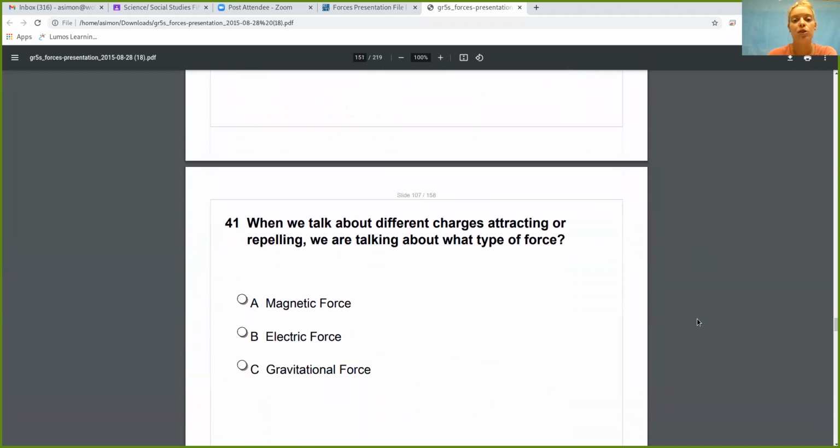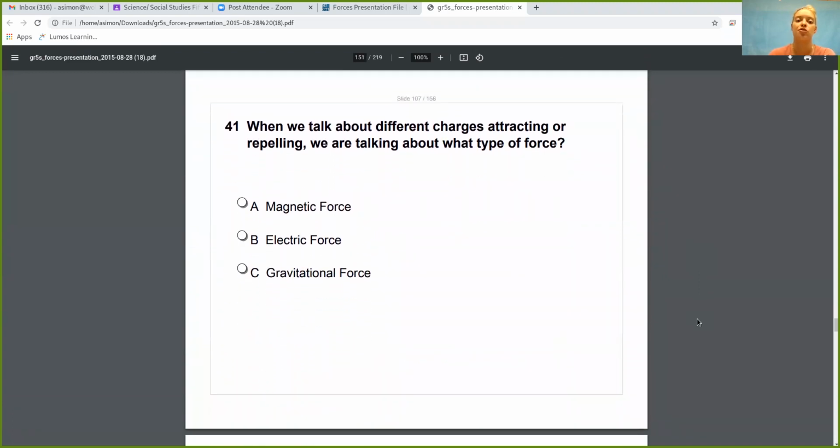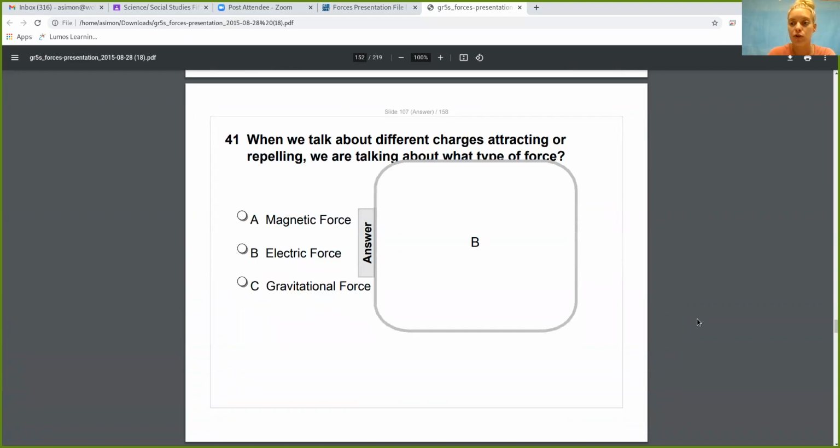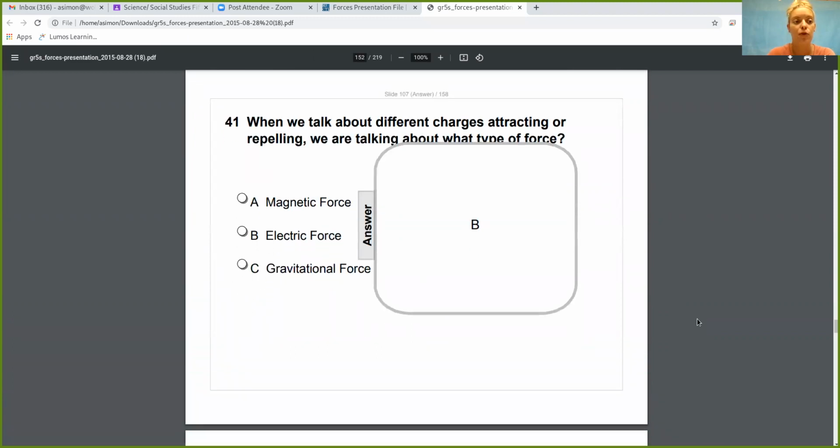And the last one: when we talk about different charges attracting or repelling, what type of force are we talking about? A magnetic force, an electric force, or a gravitational force? If you said B, electric force, you are correct. Remember, if we're talking about poles, that's a magnetic force. If we're talking about charges, that's an electric force.